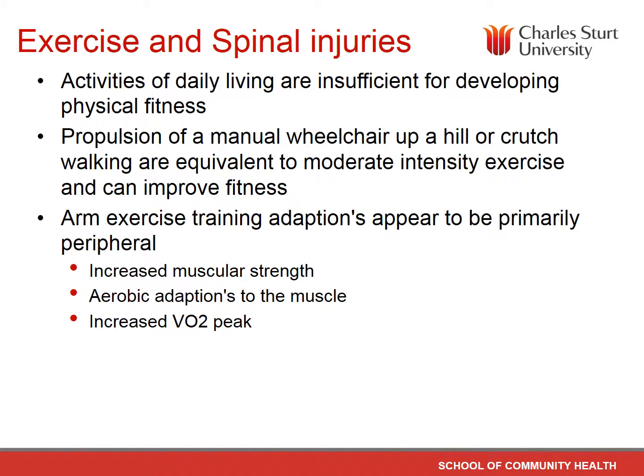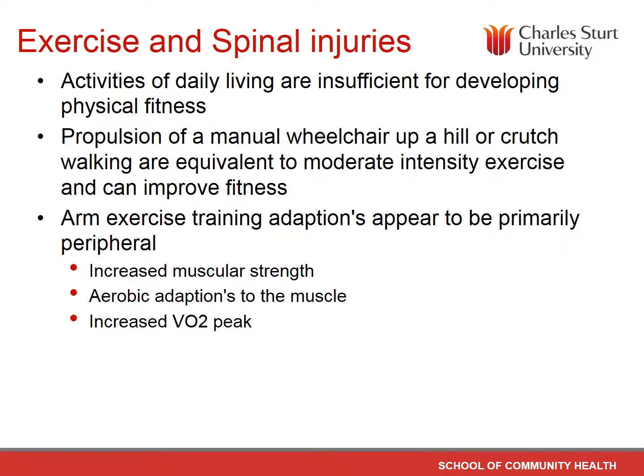Now, propulsion of a manual wheelchair up a hill or crutch walking are equivalent to moderate intensity exercise and can improve fitness levels. Now, arm exercise training adaptations appear to be primarily peripheral. Then we're not seeing the big central adaptations that we'd see if we're able to contract larger muscle groups. So at the periphery, at the arm, we see increased muscular strength, which is really, really important. Reduces the chance of overuse injuries as well.